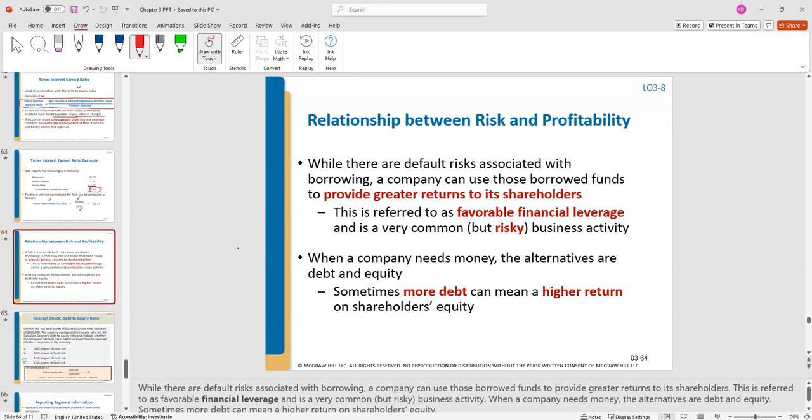It says here, relationship between risk and profitability. While there are default risks associated with borrowing, a company can use those borrowed funds to provide greater returns to its shareholders. This is referred to as favorable financial leverage and is a very common but risky business activity.